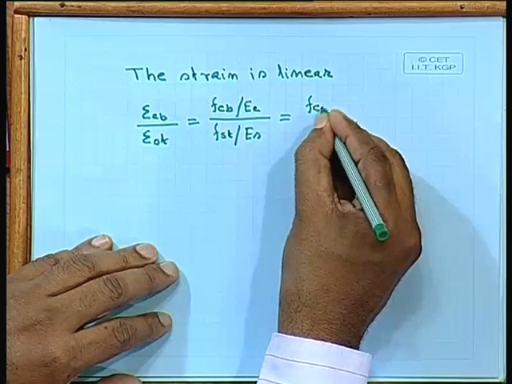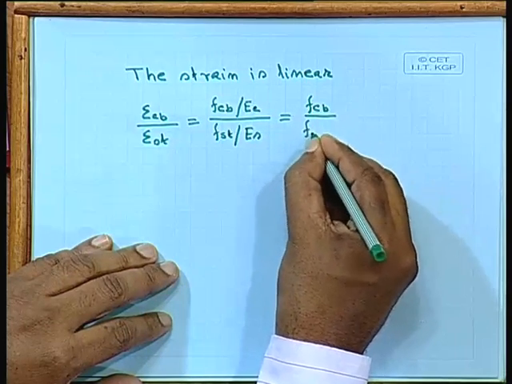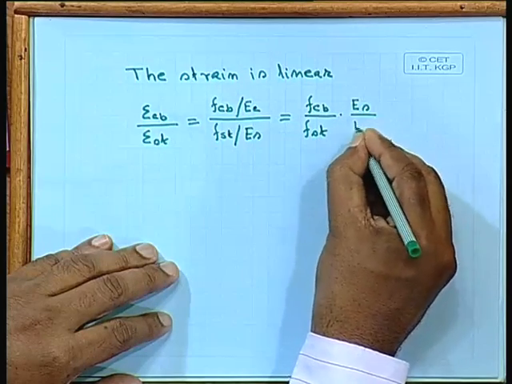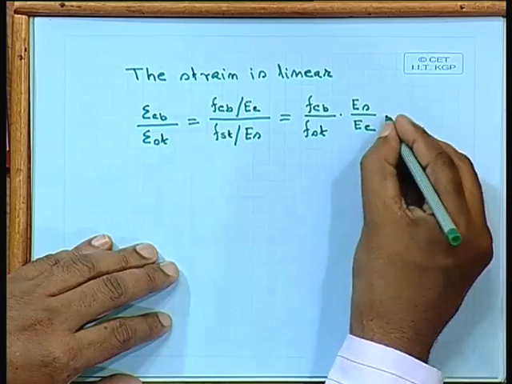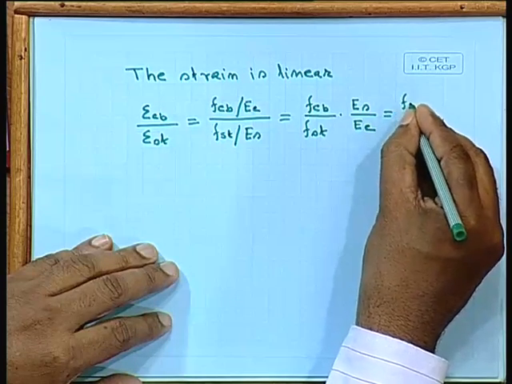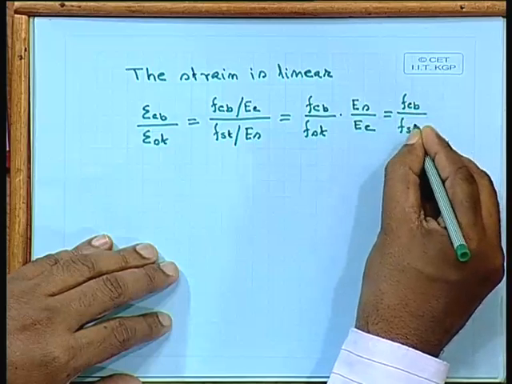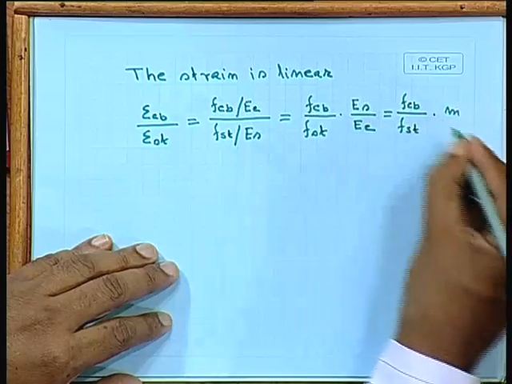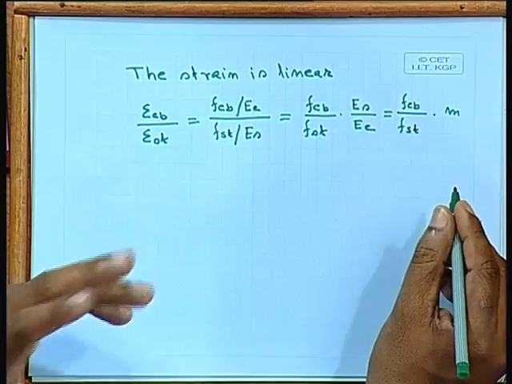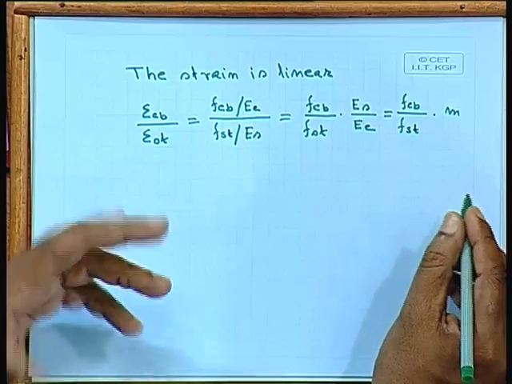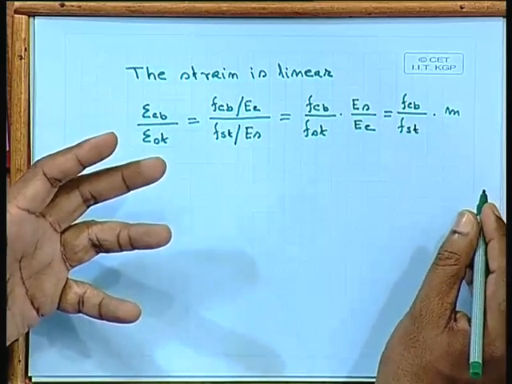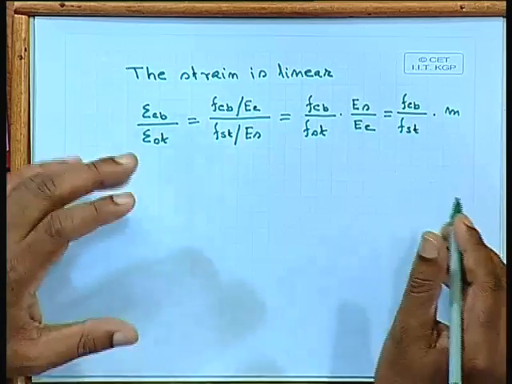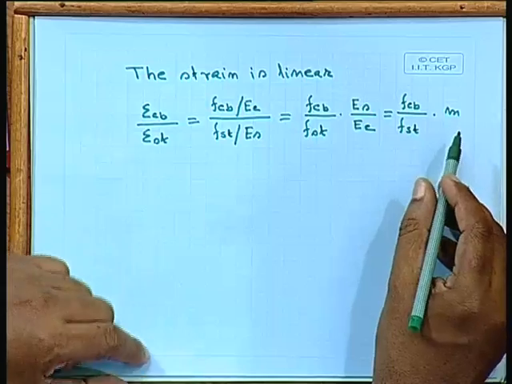Rearranging, fcb by fst times Es by Ec equal to fcb by fst times m. Es by Ec is nothing but m, because that is the modular ratio, and we can consider this working stress method is nothing but modular method also. So, Es by Ec is the governing one in our whole design, that modular ratio, m.